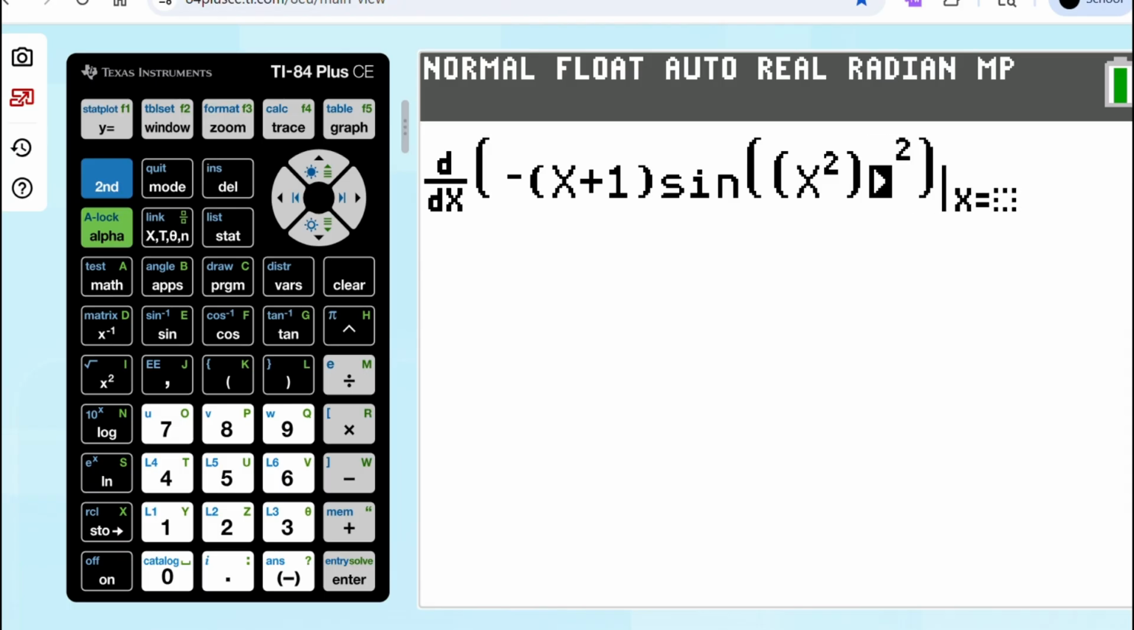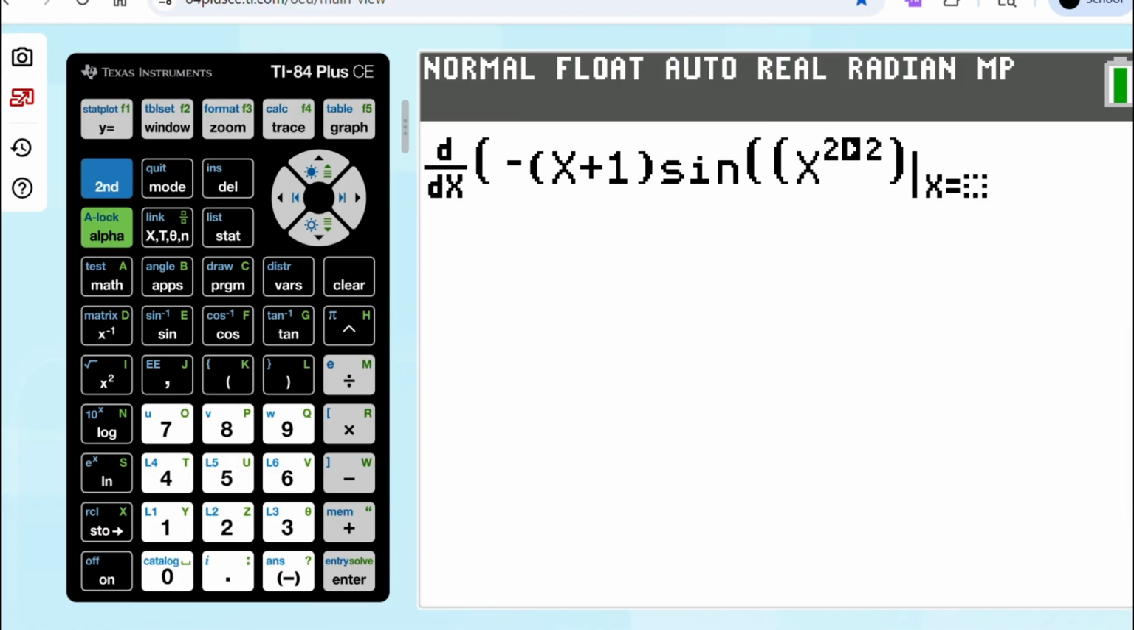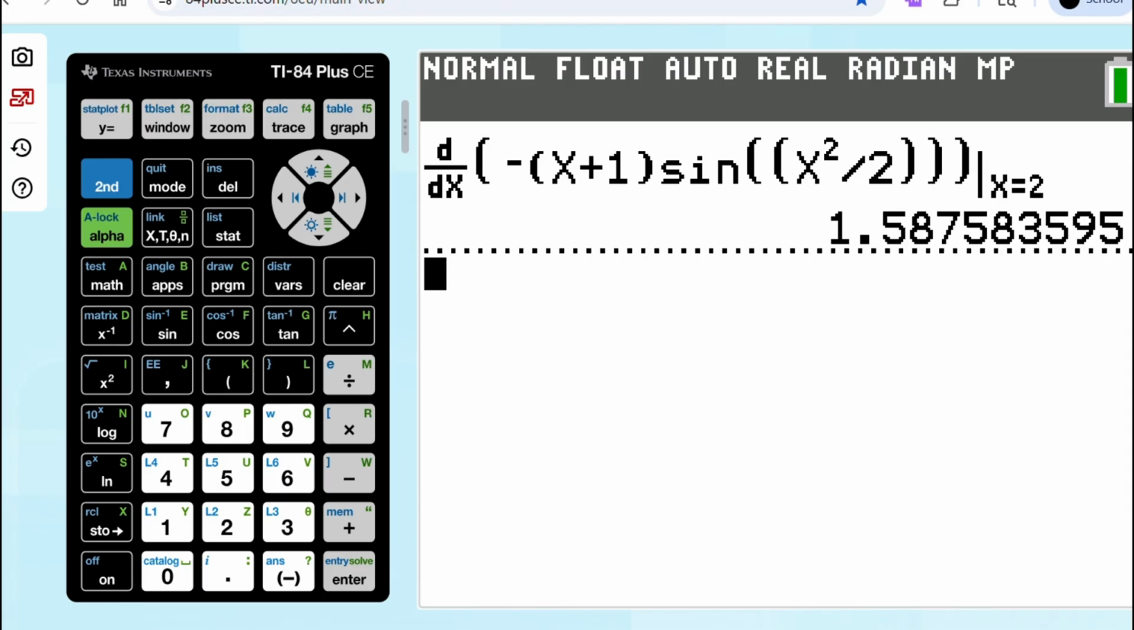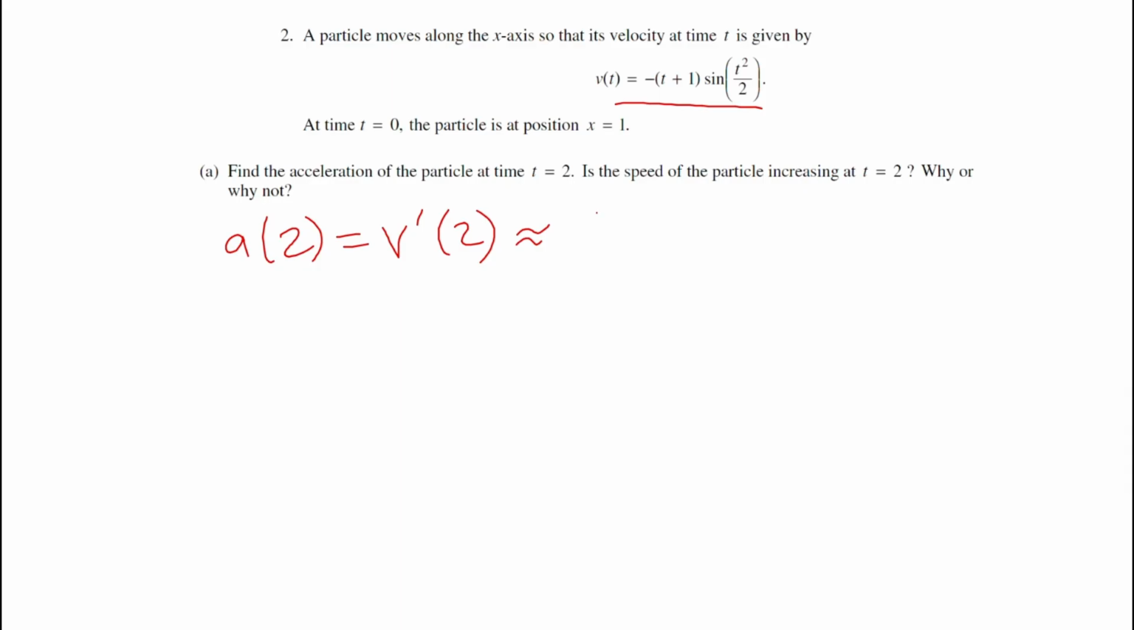And I apparently didn't hit the right thing there. The sine of x, let's try that again. There we go, x squared over 2. So we'll close our parenthesis. Apparently we somehow have 2 parentheses on our sine. Not sure how that happened, but that shouldn't be an issue. And we want this at x equals 2. And we end up with 1.588 when we round.